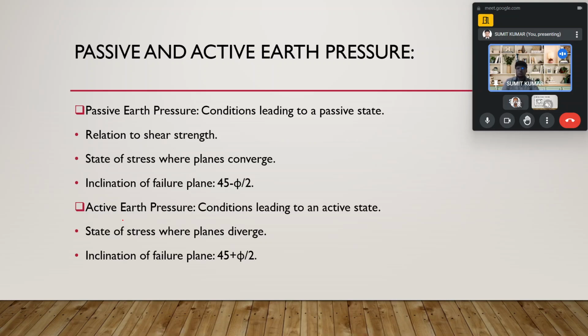Now we will move to the passive and active earth pressure in a real sense. When we talk about the passive earth pressure, the condition leads to the passive state. In this condition, in relation to the shear strength, the state of stress where the plane converges and the inclination of the failure plane is 45 plus φ/2. While when we talk about the active earth pressure, the condition leads to the active state, the state of stress where the plane diverges and the inclination of failure is 45 minus φ/2. Similarly, when we talk about the passive state, over there the inclination is 45 plus φ/2.